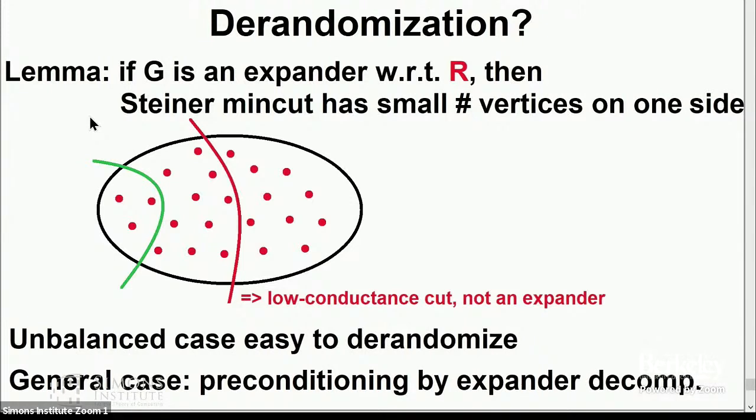And it turns out that the unbalanced case, in this case, means not one vertex, but some polylog number of vertices on the smaller side. That's easy to derandomize. This is standard derandomization tools. And finally, to get the general case, we precondition the graph by expander decomposition, so that essentially we only need to solve the expander case. So essentially, this deterministic Steiner min cut problem required both locality and preconditioning to solve.